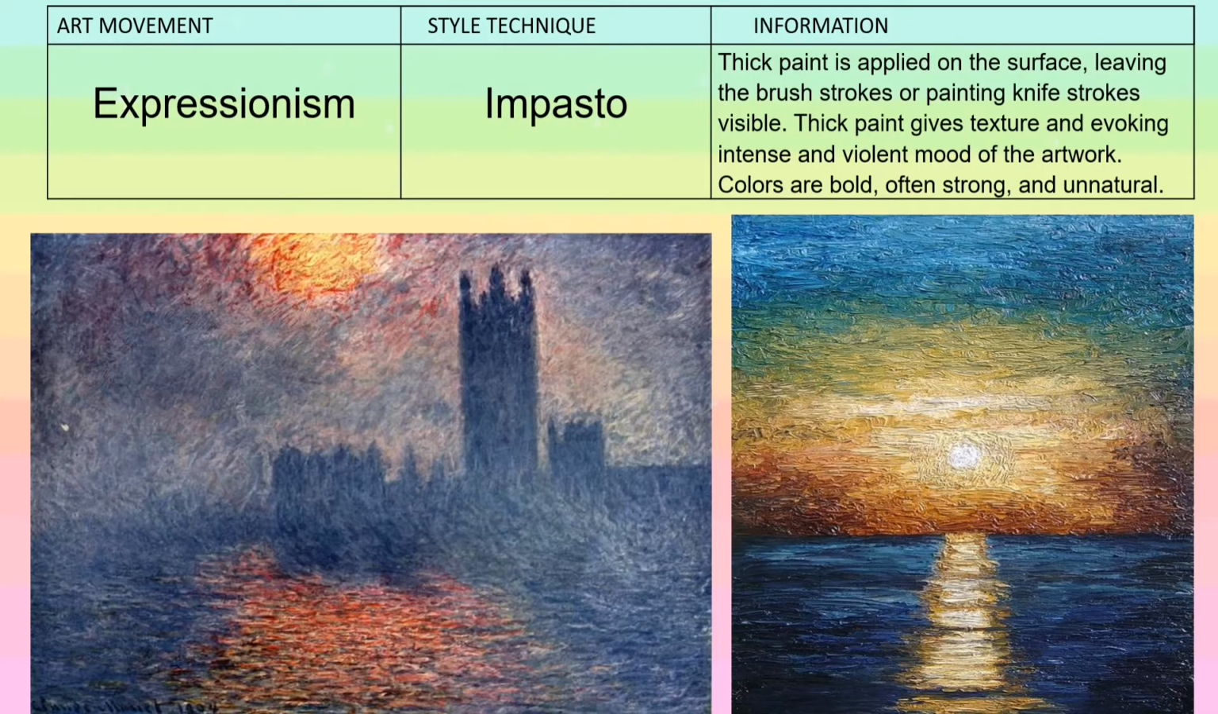Thick paint is applied on the surface, leaving the brush strokes or painting knife strokes visible. Thick paint gives texture and evokes an intense and violent mood in the artwork. Colors are bold, often strong, and unnatural.